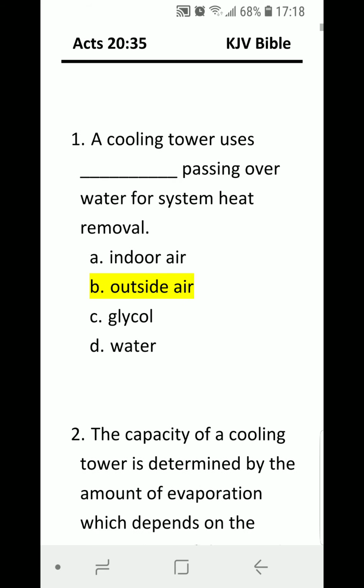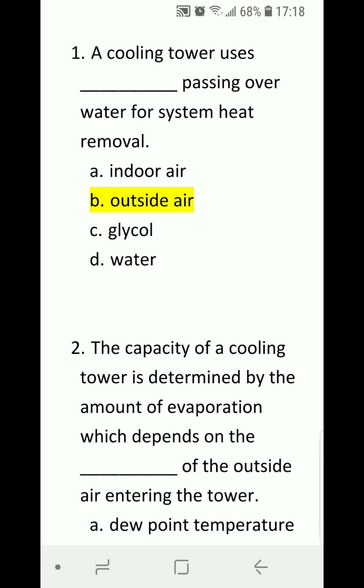Question number 1. A cooling tower uses blank passing over water for system heat removal. A. Indoor air. B. Outside air. C. Glycol. D. Water. Correct answer is B. Outside air.